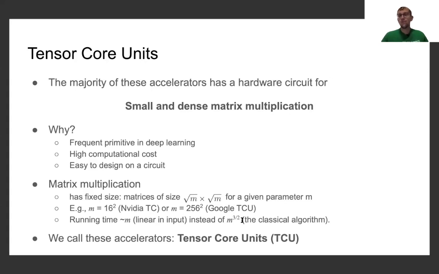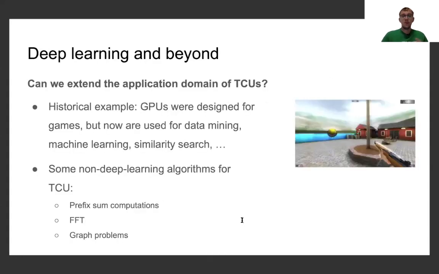So these hardware accelerators have a small and dense matrix multiplication circuit. We call them Tensor Core Units. So now the question is, can we extend the application domain of TCUs? There is life beyond deep learning. There are other problems beyond deep learning. And since these hardware accelerators exist and we can buy them very easily, and these accelerators sometimes are very cheap, well, it would be a great idea to use these accelerators for other computational problems.